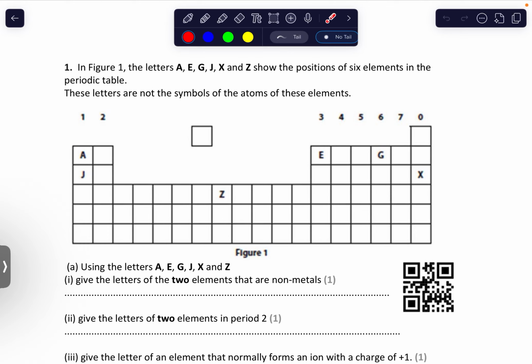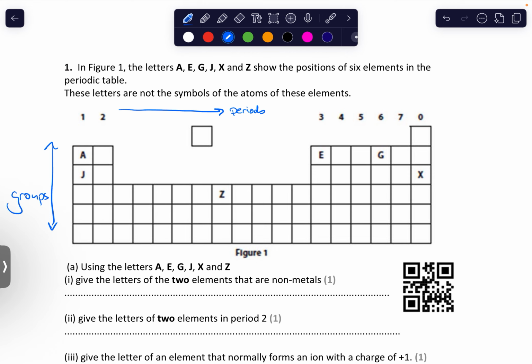Okay, so we've got a periodic table. Important things to remember is as we go across the periodic table, this is called going across the periods. And as we go up and down, we have got the groups.